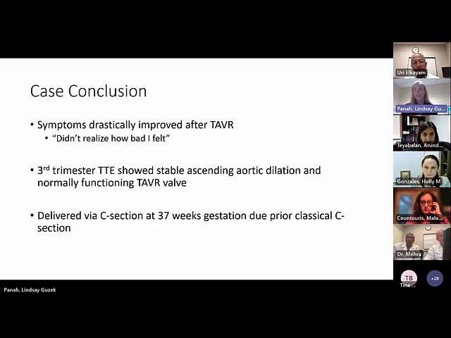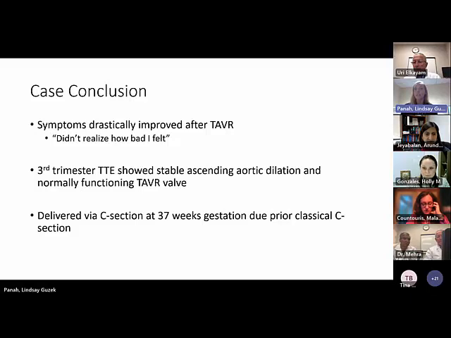So after her TAVR, her symptoms drastically improved. She noted multiple times when we saw her in clinic and in the hospital after the case that she didn't realize how bad she felt. She just thought this was normal pregnancy. And her third trimester echo showed a stable ascending aortic dilation and a normal functioning TAVR valve.